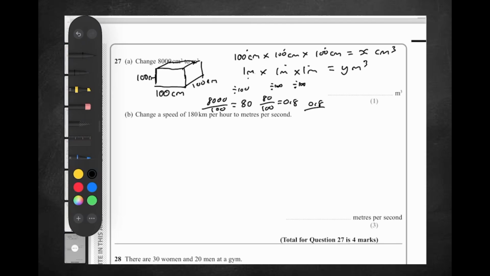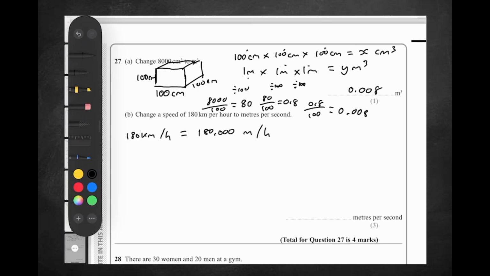And 0.8 over 100 is going to be 0.008 meters cubed. Part B. Change a speed of 180 kilometers per hour to meters per second. So 180 kilometers per hour is the same as saying 180,000 meters per hour, as there's 1,000 meters in a kilometer.